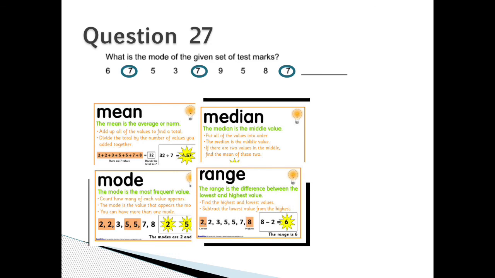You also need to know the mean. The mean is the average or the norm. You also need to know the median. The median is the middle value. You also need to know the range. The range is the difference between the lowest and the highest value.